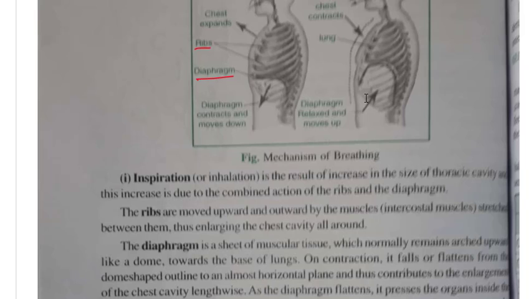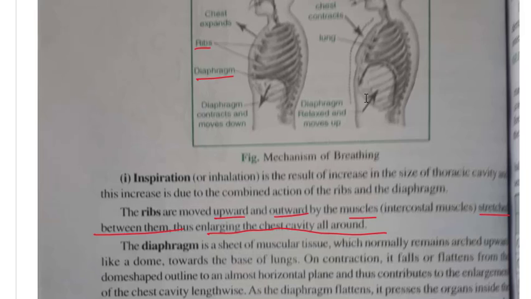The ribs move upward and outward by the muscles stretched between them, thus enlarging the chest cavity all around. So first, there is an enlargement of the chest cavity.